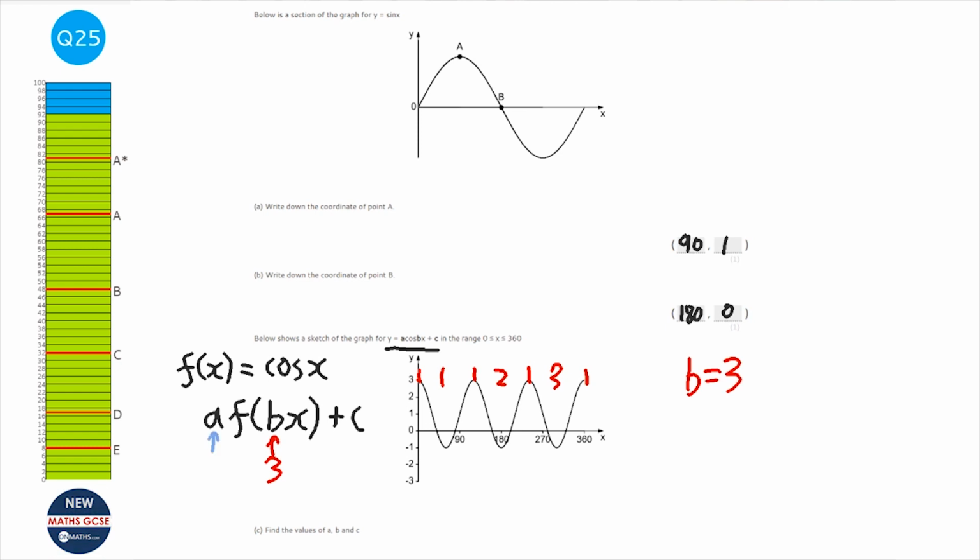Okay, the number on the outside shows us how far it's stretched in the y direction. Now this works as if it's a number greater than 1, it stretches it out. If it's a decimal, it compresses it in. So what's happened? Well, we'd normally expect it to be between 1 and -1, so on the y-axis it's got a range of 2. Here it's between 3 and -1, so it's doubled its height, so therefore a is going to be 2.